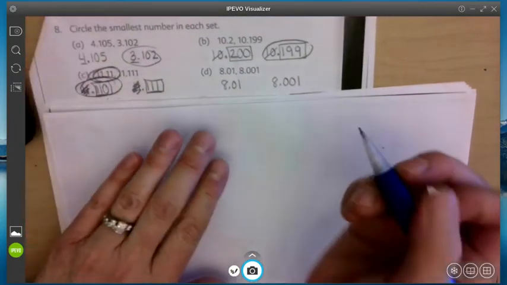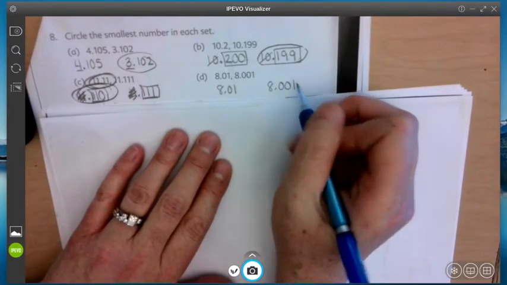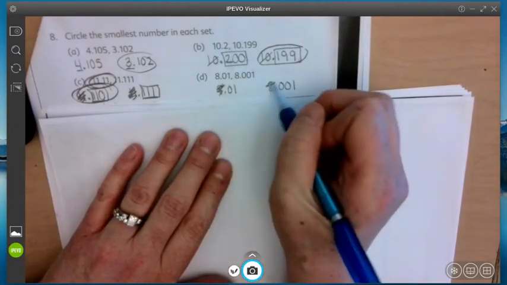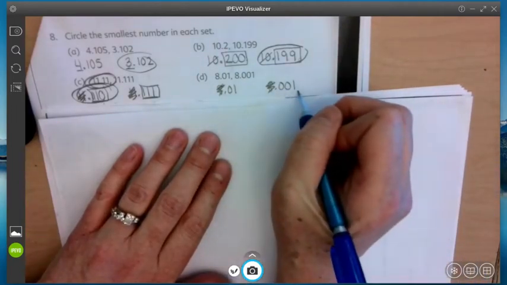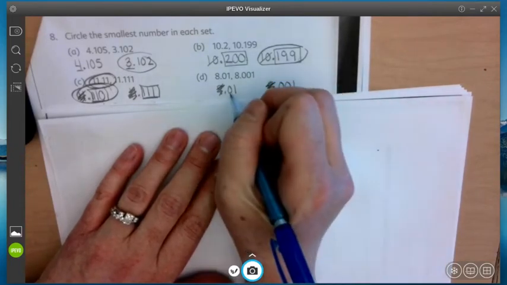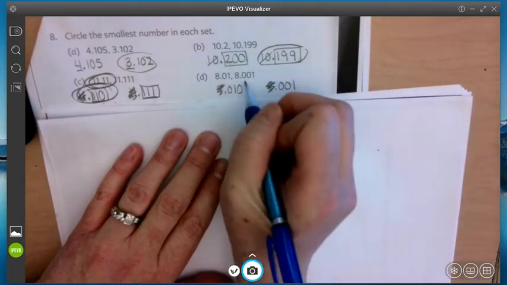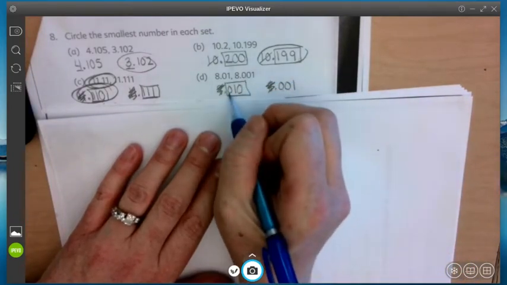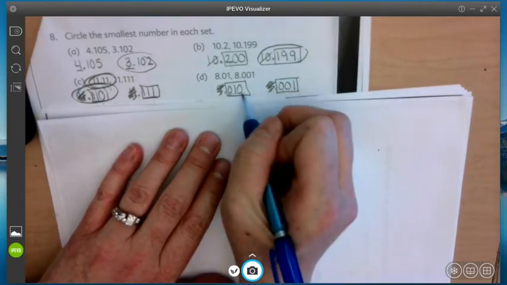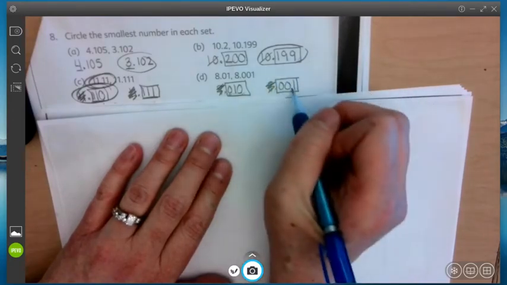For the next one, again, you have 3 decimals after the digit. This one only has 2 decimals. They both start with 8, so we're not looking at that. Because this has 3 digits after the decimal, we're going to make this one have 3 digits after the decimal too, so just add a 0. Now we look at which one's bigger. This number is 10, and this number is 1. So here we have 10 thousandths, and here we have 1 thousandth. So this one is the smaller one, so it would be this one right here.